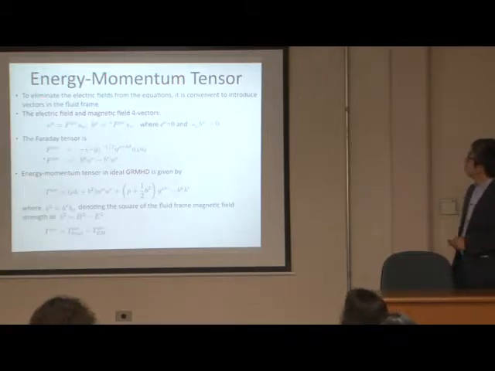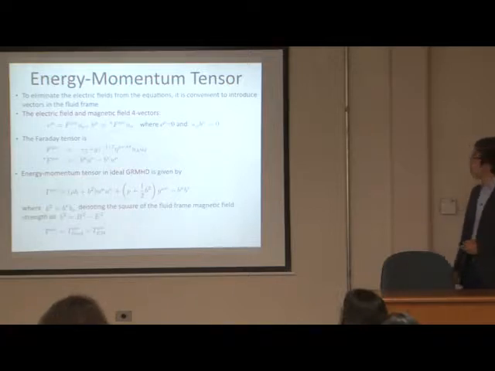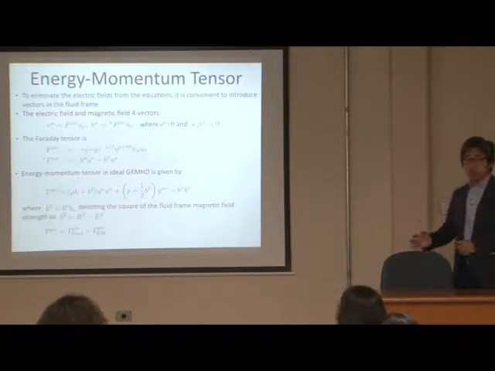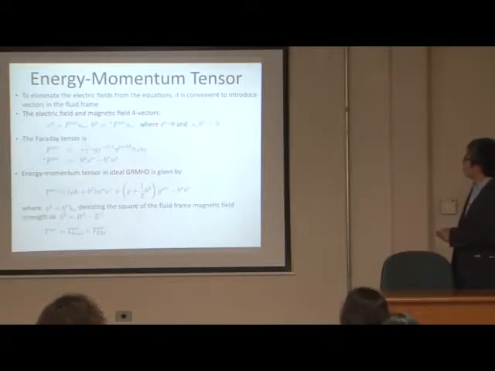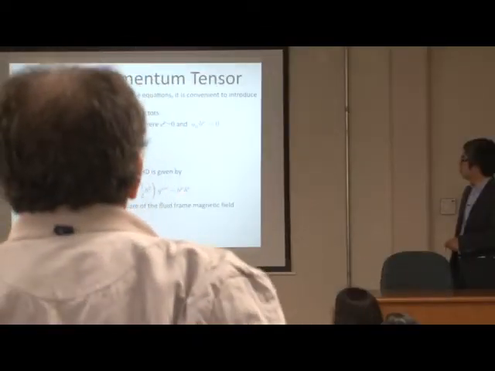So to eliminate the electric field from the equation, it is convenient to introduce a vector in the fluid frame. Then the electric field and the magnetic field, as 4-vectors, are written like this. Using the Faraday tensor and the dual Faraday tensor, this equals 0, and U mu b mu equals 0. The ideal MHD limit comes from this constraint, because going to the fluid frame, we cannot see the electric field, so we say it is equal to 0. Then the Faraday tensor can be written like this, with the small b included, so we can rewrite it. Then the energy momentum tensor in the ideal GRMHD case is given by this equation.